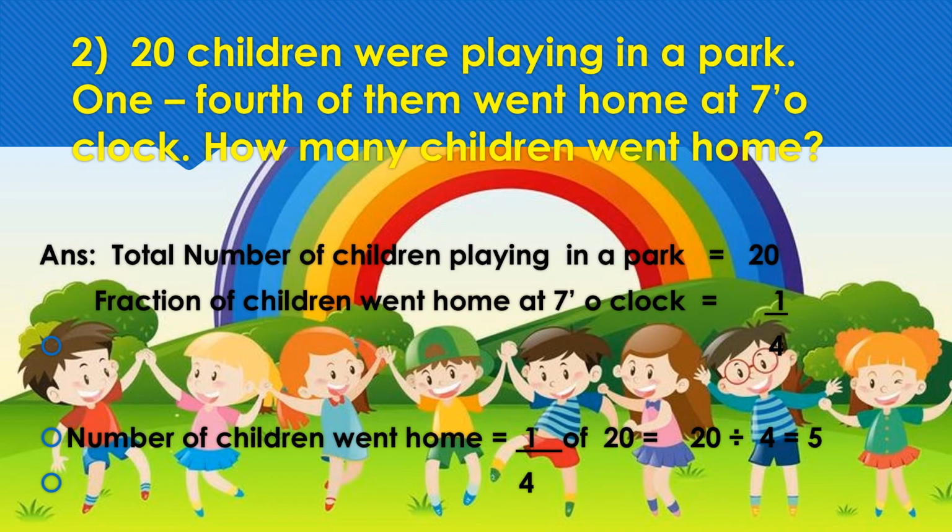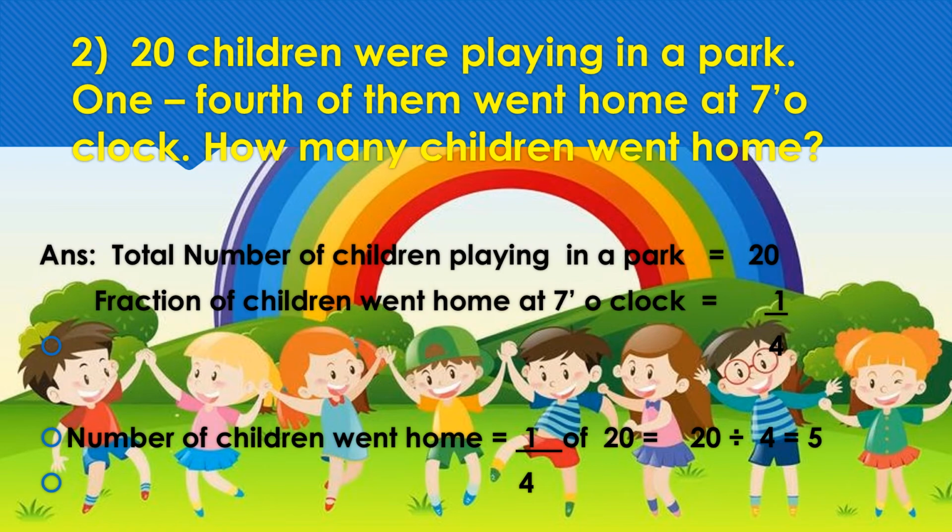Now, the total number of children given over here who were playing in the park is 20. So that would be our first statement. Now, they have given that 1/4 of them went home at 7 o'clock. And since 1/4 is a fraction, we write the statement beginning with fraction of children went home at 7 o'clock is equal to 1/4.